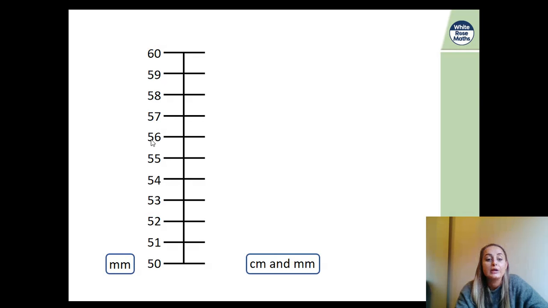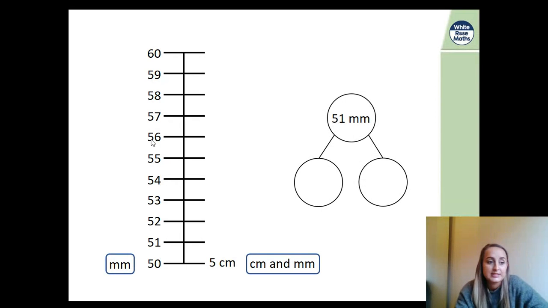Now let's take a look at this number line. So on one side it shows us millimetres. It goes from 50 to 60 millimetres, and it goes up in ones. So I want to convert these to centimetres. So we know that 50 millimetres will be equal in length to 5 centimetres. However, what about 51 millimetres? This is where it gets a bit tricky.